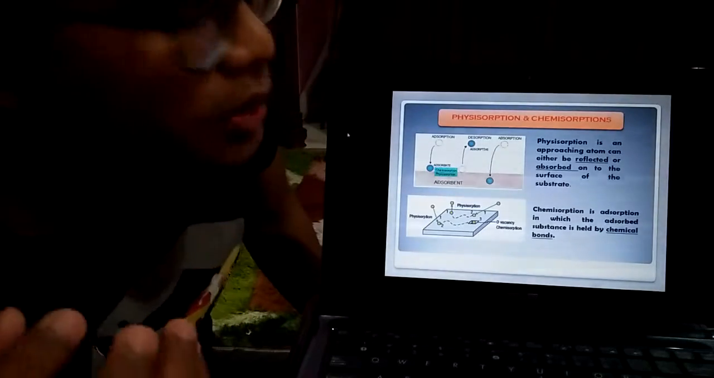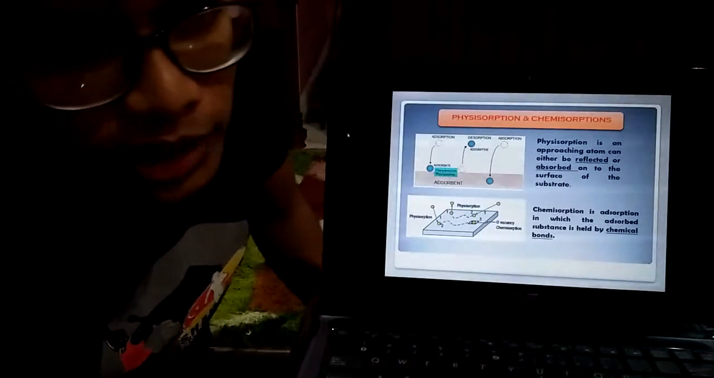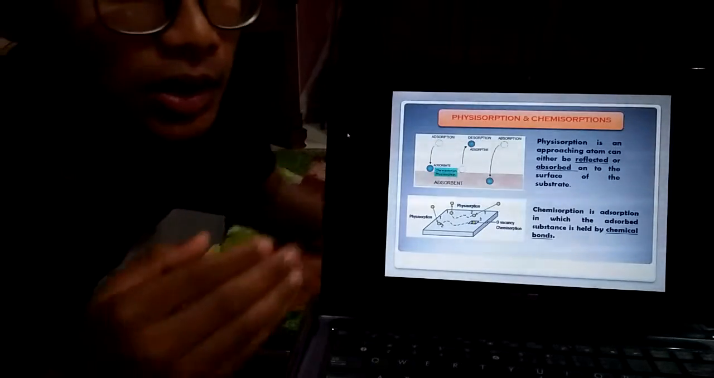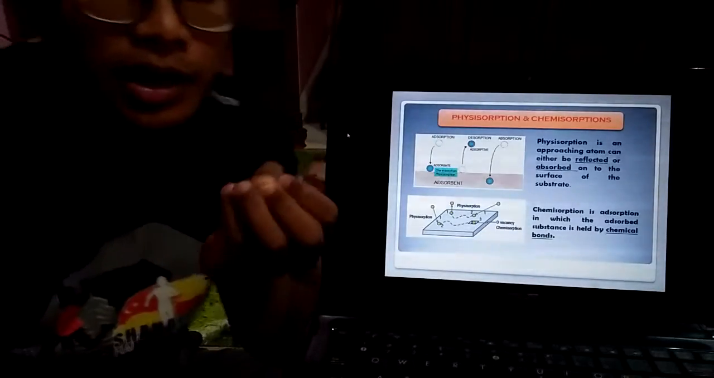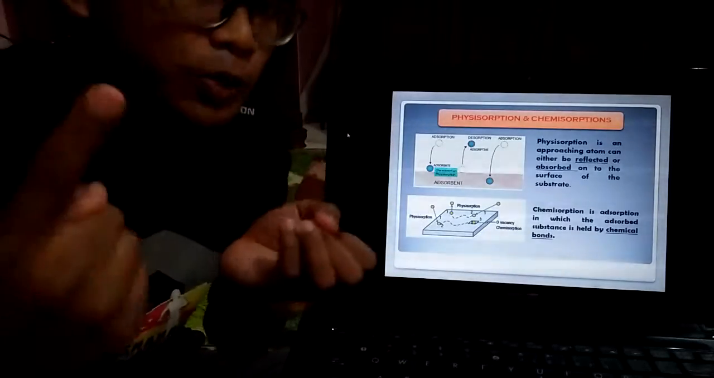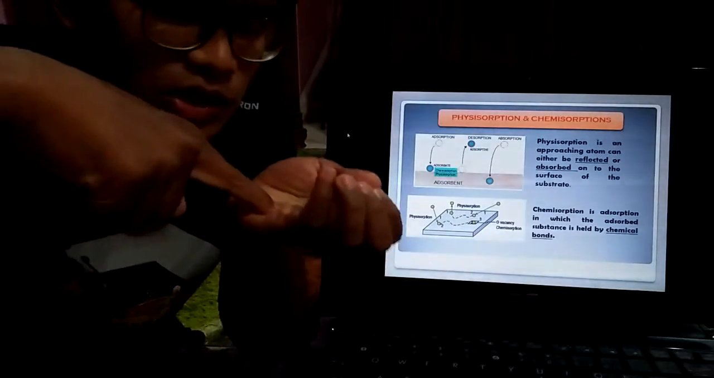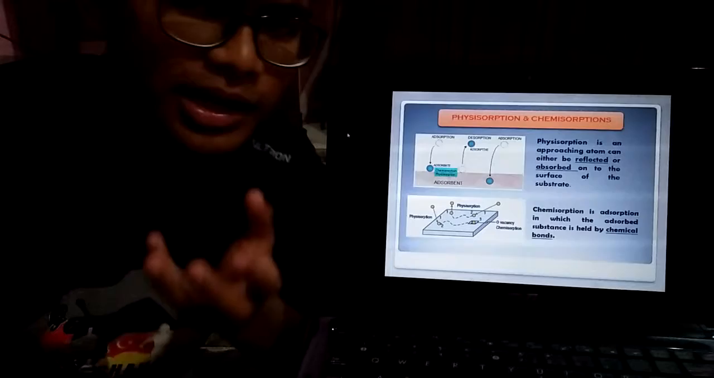While chemisorption is the absorption in which the absorbed substance is held by a chemical bond. When it is held by a chemical bond, it will hold tighter. Imagine you have a sponge and a spoon. When you put it, the spoon cannot go through the sponge. It will just touch or release, touch or release. So that is physisorption. But imagine you have a sponge and water or any liquid.